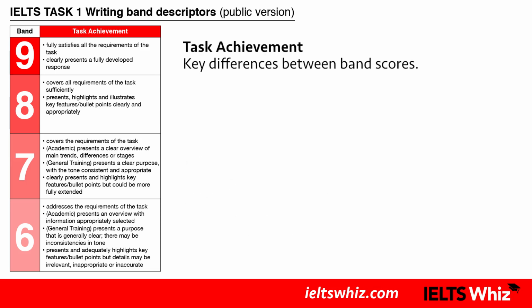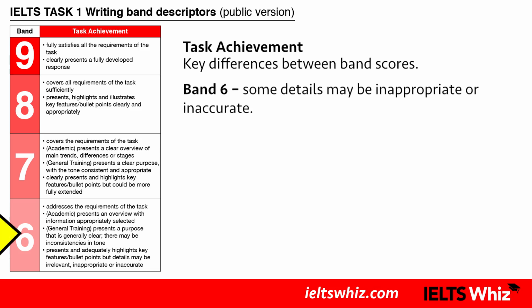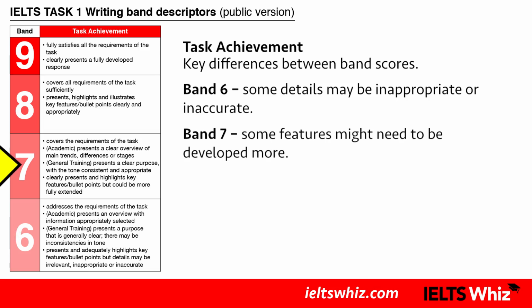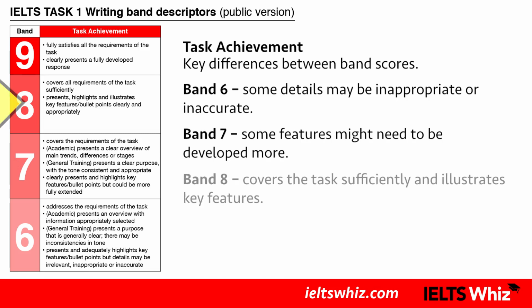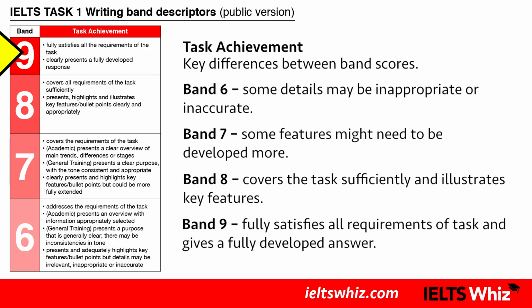The key differences between the band scores is that for band 6, the candidate addresses the requirements of the task, but some details may be inappropriate or inaccurate. For band 7, the candidate covers the requirements of the task, but some features might need to be developed more. For band 8, the candidate covers the task sufficiently and illustrates key features. And for band 9, the candidate fully satisfies all requirements of the task and gives a fully developed answer.